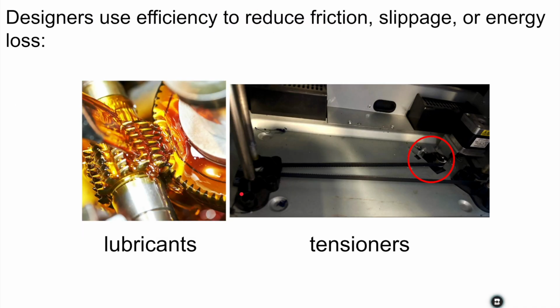So designers use efficiency to reduce friction, slippage, and energy loss. Usually they're going to do things like this. They're going to use lubricants between gears in order to reduce friction, and they might use things like tensioners, like this one on our 3D printers here, to keep these belts from slipping and to keep them nice and tight.